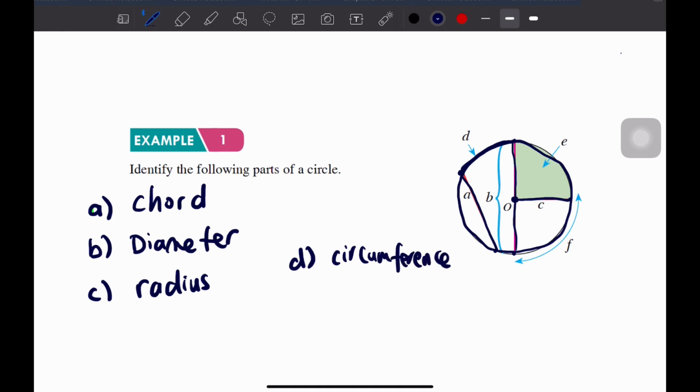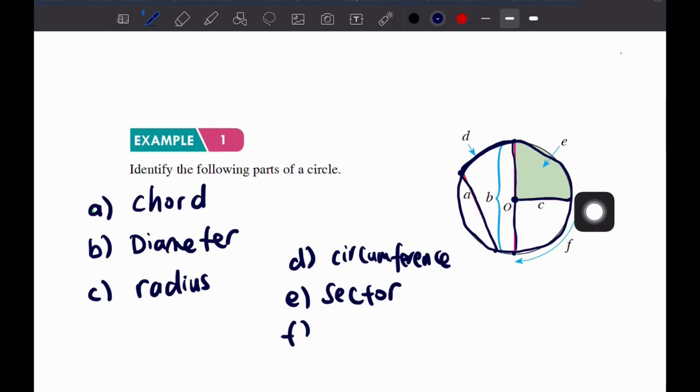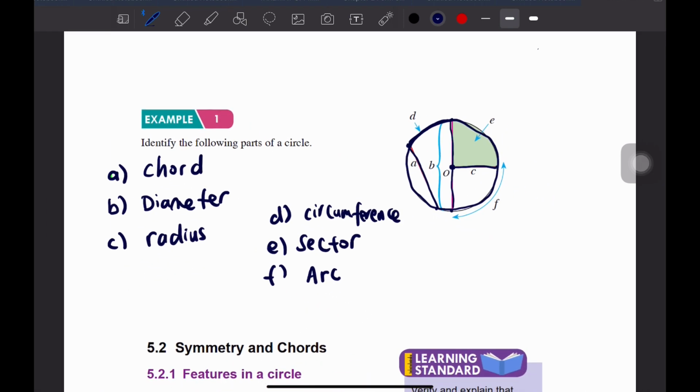Next E. E looks like a slice of pizza, right? So a slice of pizza, we can call it sector. And the final one is F. F is a part of the circumference, so we can call it as arc. I hope you are able to identify the parts of a circle.